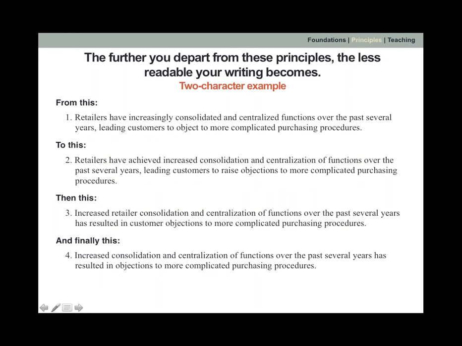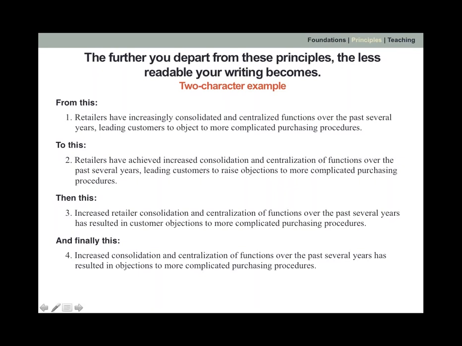We can change those verbs into nouns, as we do here. The sentence is still pretty clear because it's anchored in a strong character. But once we change our verbs into nouns, we can also move our nouns into the subject position of the sentences, and then the sentence starts to become more opaque. Instead of talking about retailers and customers, we're now talking about retailer consolidation and centralization and customer objections.